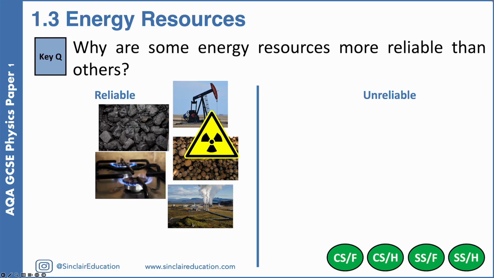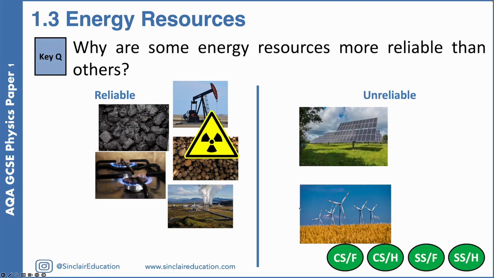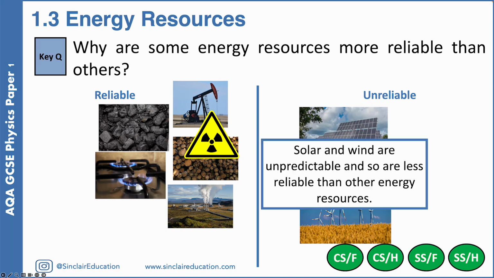However, in the unreliable section, we've got solar and we've got wind, because the solar, we kind of know it's not going to work at certain points of the year and certain points of the day, such as nighttime, but also it's very weather dependent. If it's a cloudy day, you're not going to generate as much electricity. Wind turbines, yes, they can work 24 hours a day now, but again, they're only going to work at particular times when the wind levels are just right and in the correct direction. So these are relatively unpredictable, and they're not as reliable as the other energy resources might be.